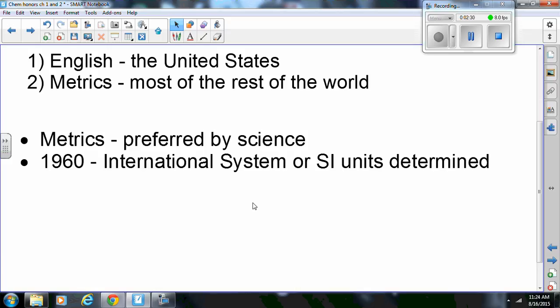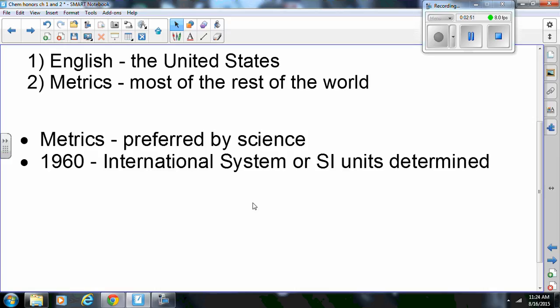So this is what we prefer in science because most people around the world that study science are using this, and it became official in 1960. So the metric measurements have been around for a long time, like the meter and the liter and so forth, but the system became finalized in 1960. Why the United States has chosen not to be a part of the metric system, I'm not quite sure.